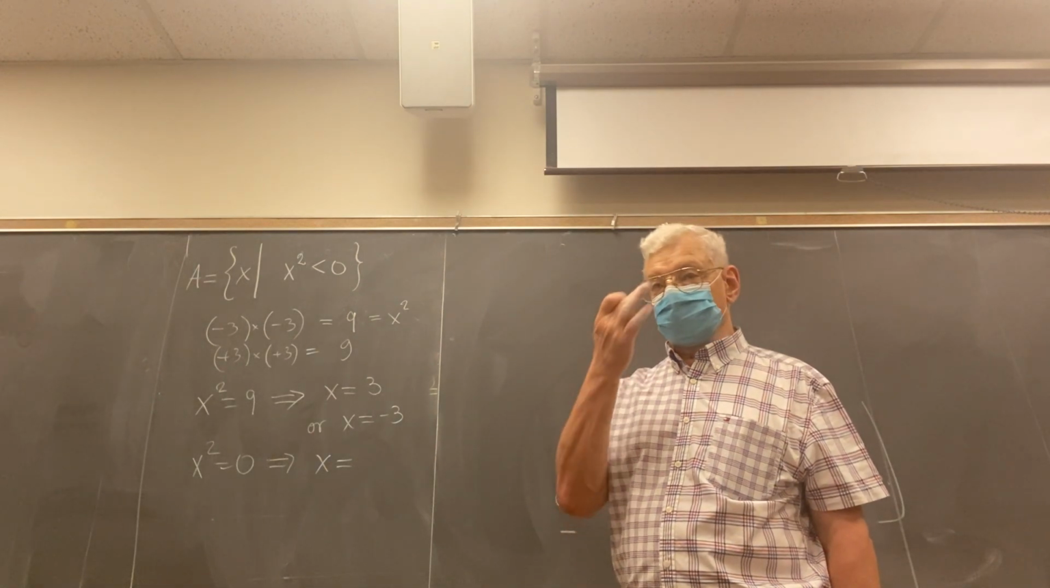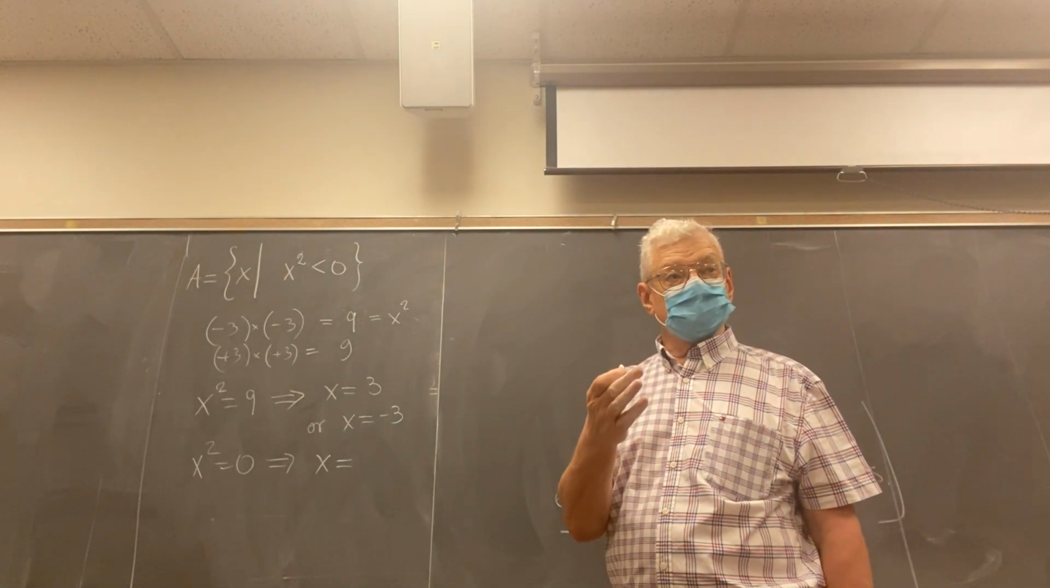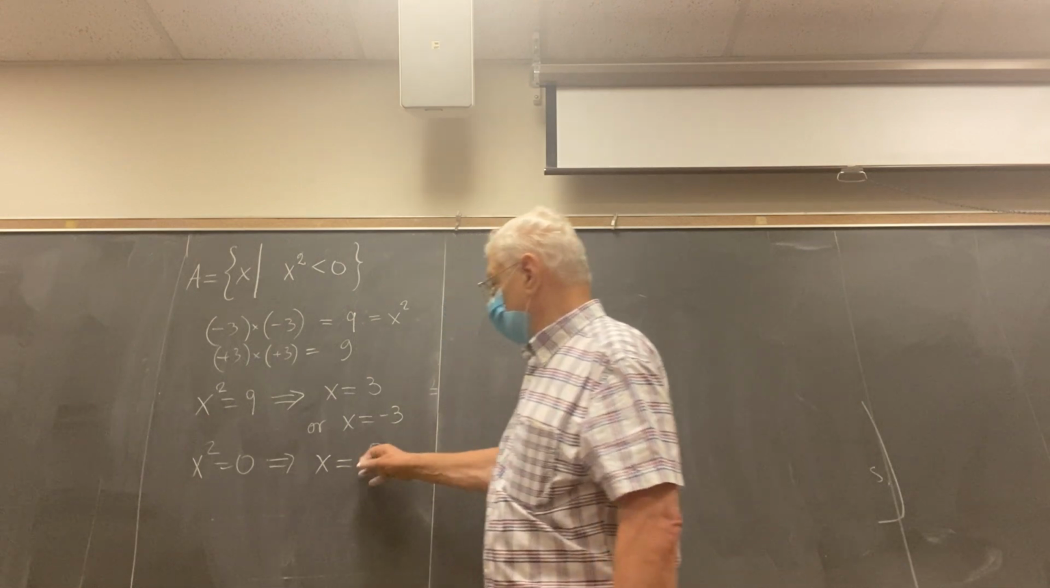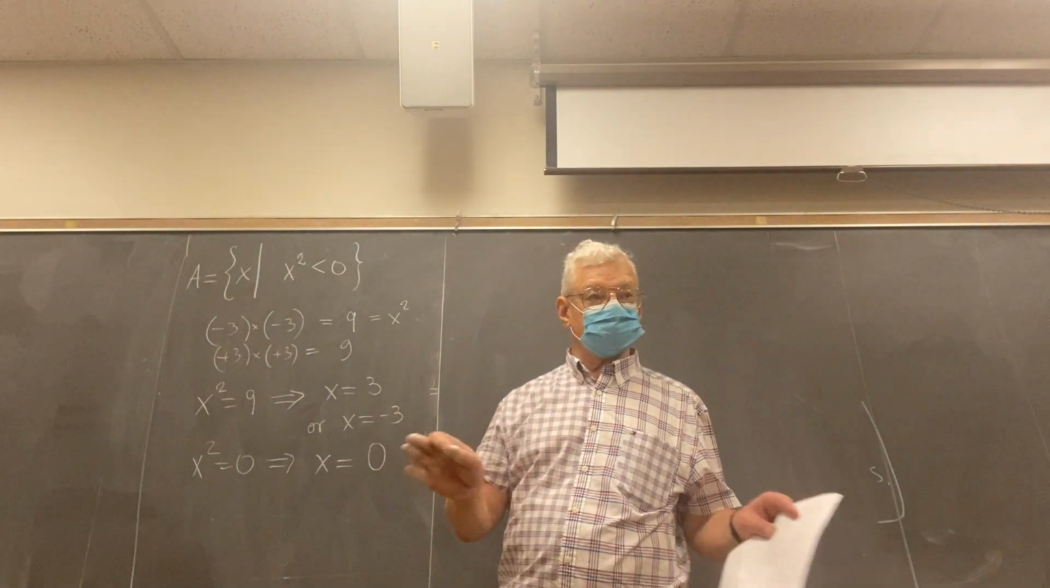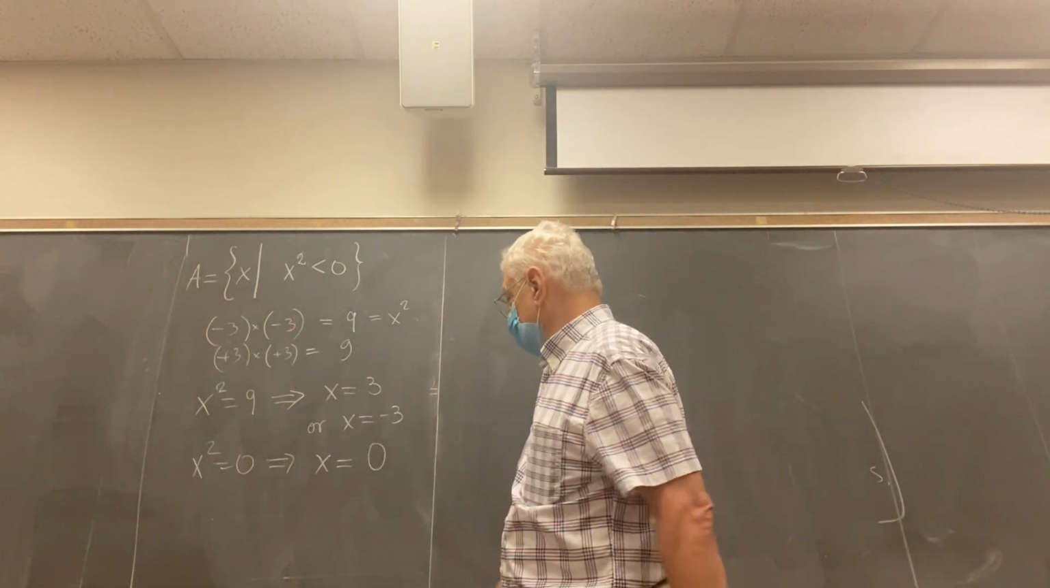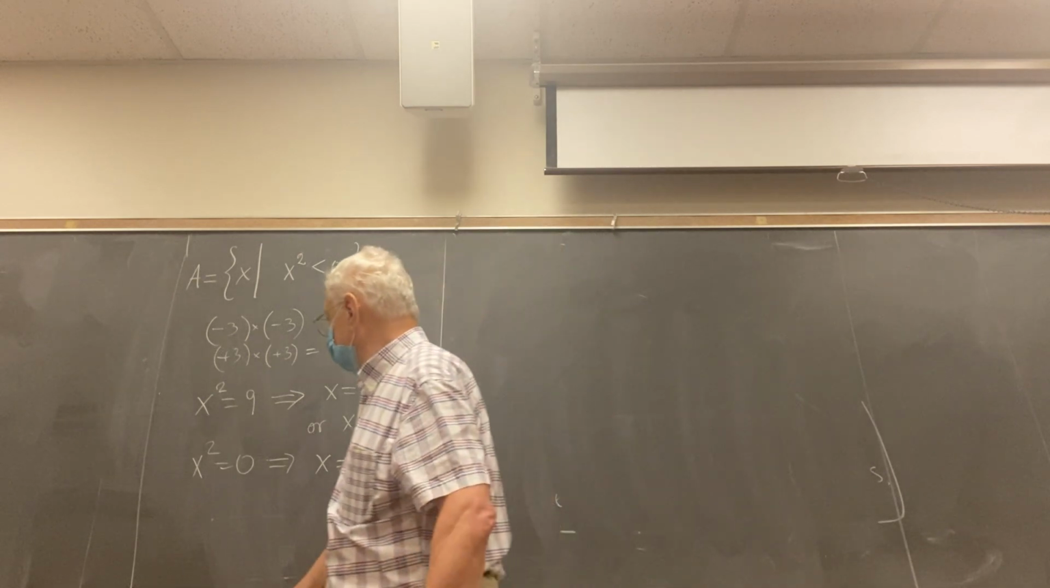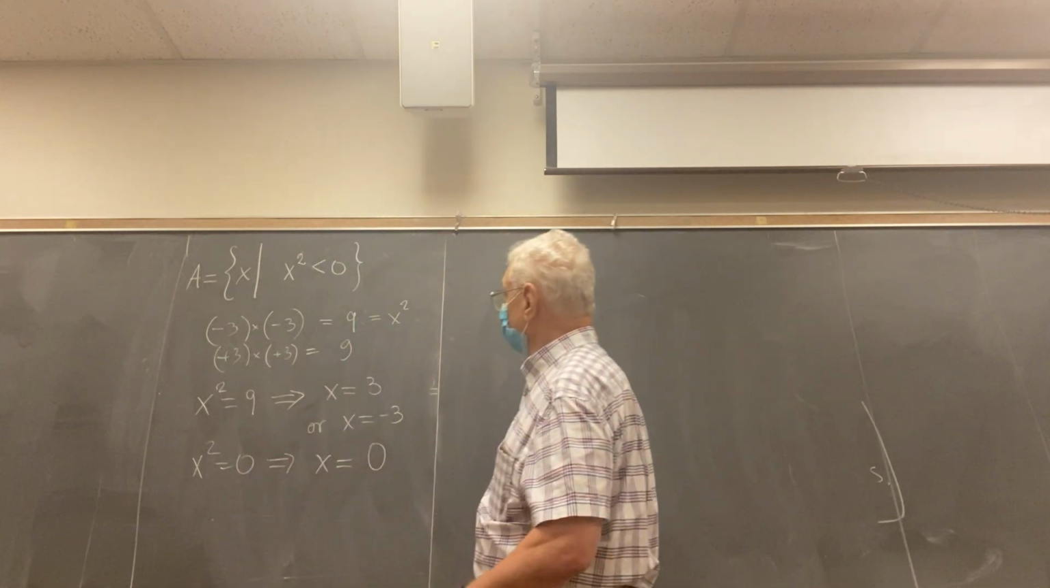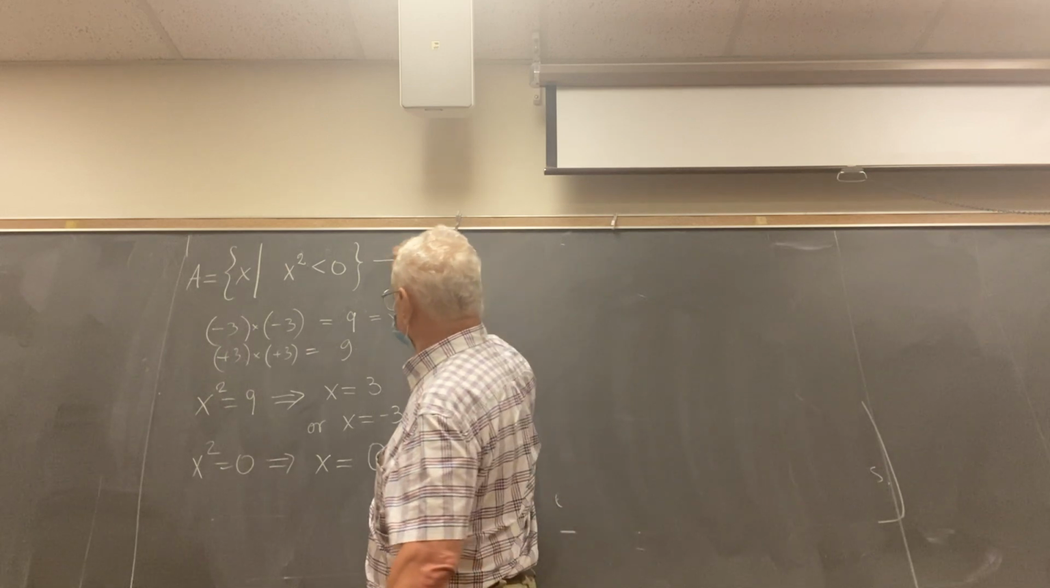Which number multiplied by itself gives 0? Just 0. And it doesn't matter, plus 0 or minus 0 is the same. 0 is the neutral element. Okay, but what happens in this case? You understand that, right? So what is that set?